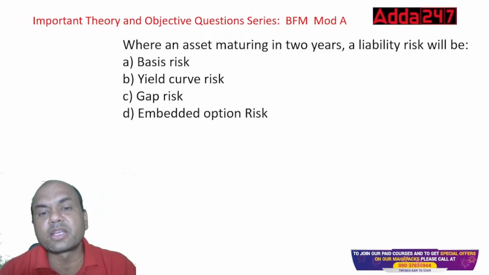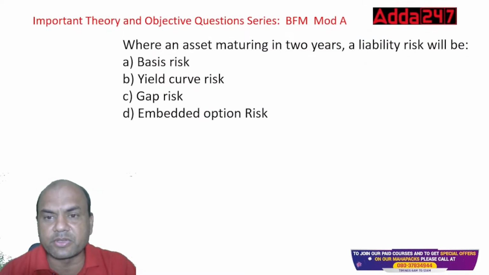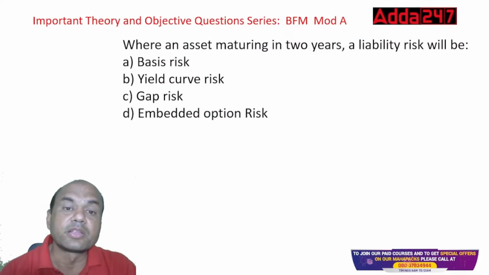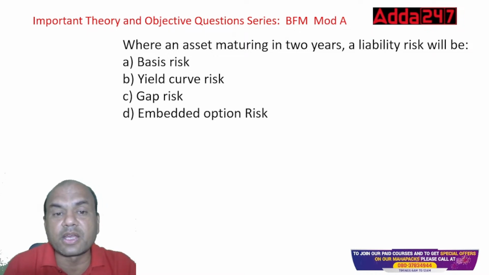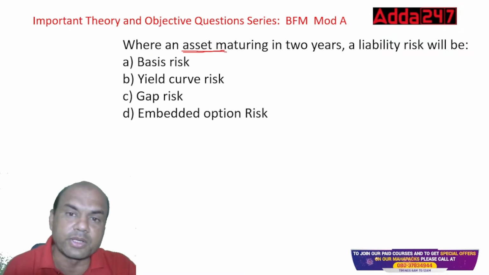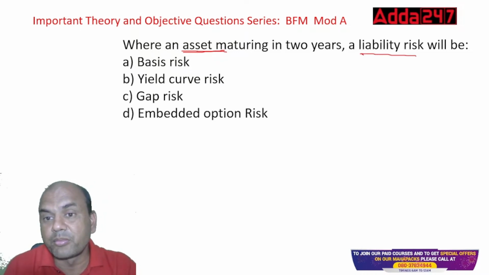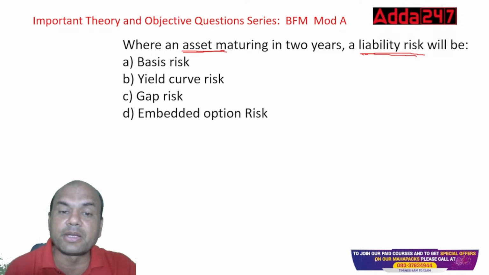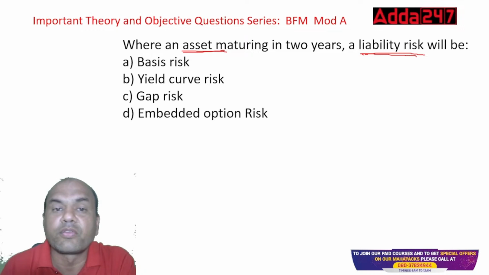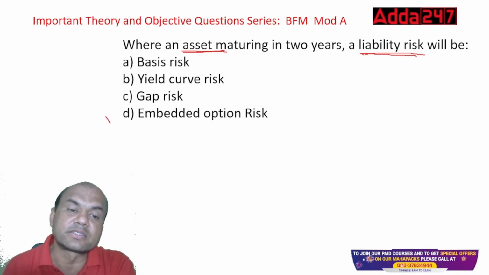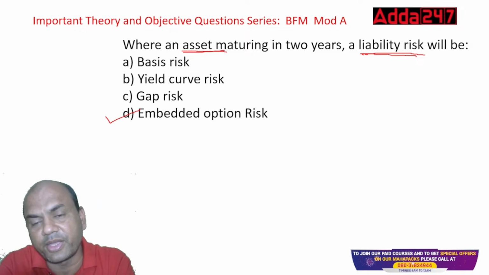When an asset is maturing in 2 years, the liability risk will be what? Suppose any asset, meaning a loan, is maturing in 2 years. I have given a loan and that person will be paying me after 2 years. So what is the liability risk? Now look at this liability risk. What risk will I face from the depositor's angle? Basis risk, yield curve risk, gap risk, embedded option risk. From the depositor side, I'll face this risk, embedded option.